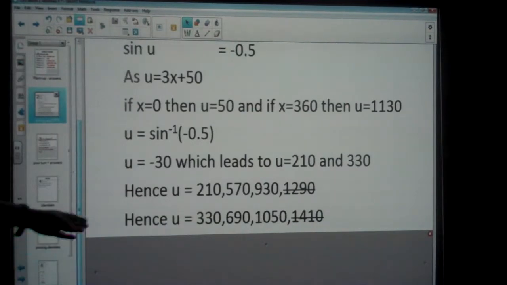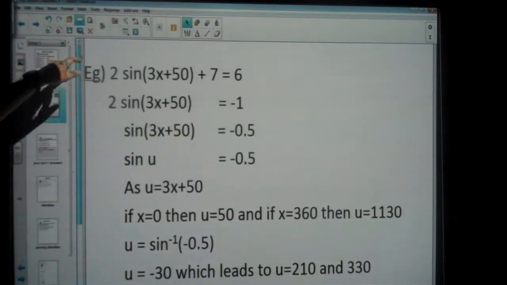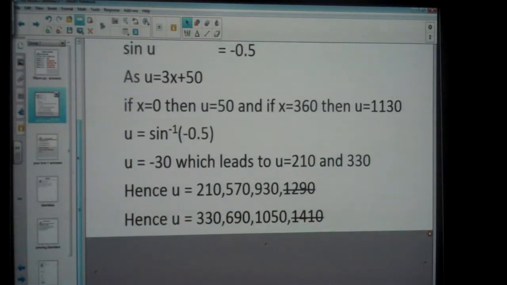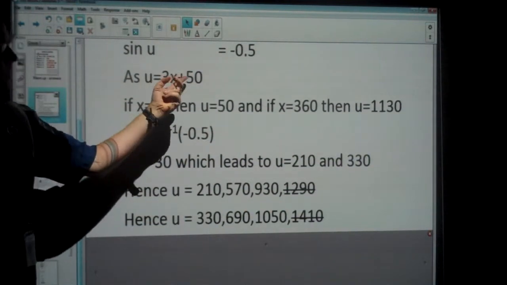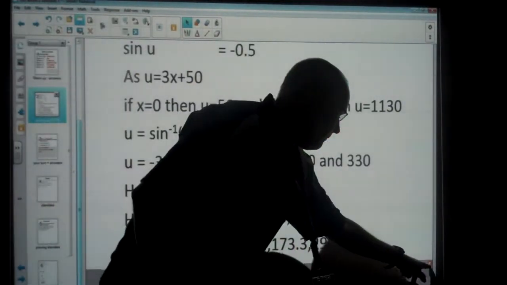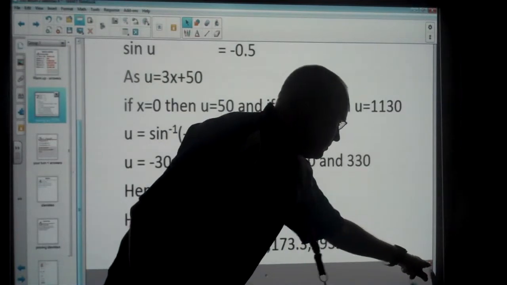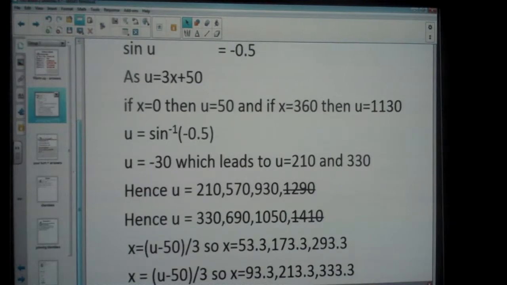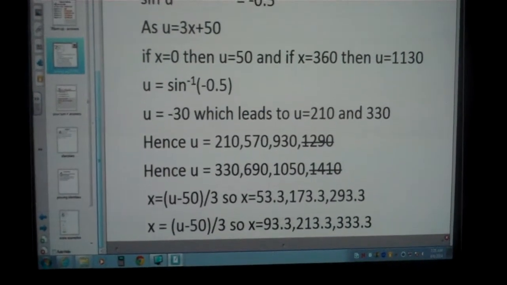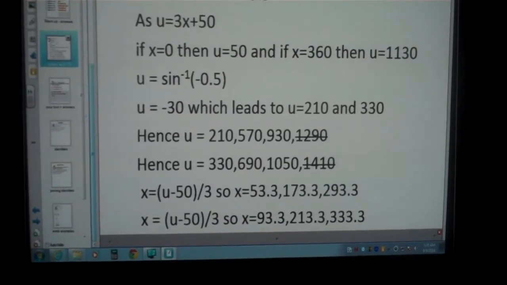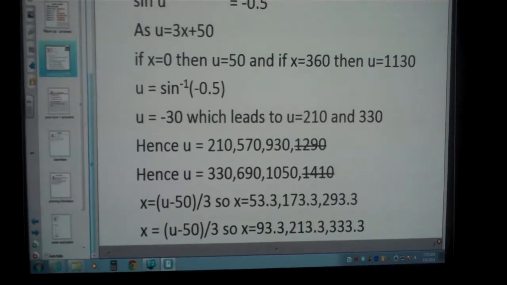Now, our answers here are for u, but if we go back to the original question, we can see the question was in terms of x. So we need to change the formula back again. So if we rearrange this formula and solve for x, then we should be able to find the solutions that we're actually looking for. It's a little bit low, so I'm just going to check that you can see that. But if we rearrange, we get u minus 50 divided by 3. And then if we plug each of those values in turn, those are our solutions that we end up getting.